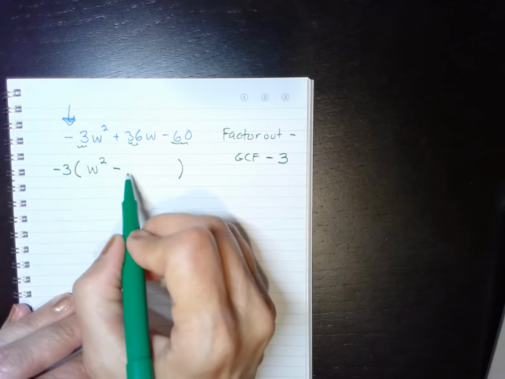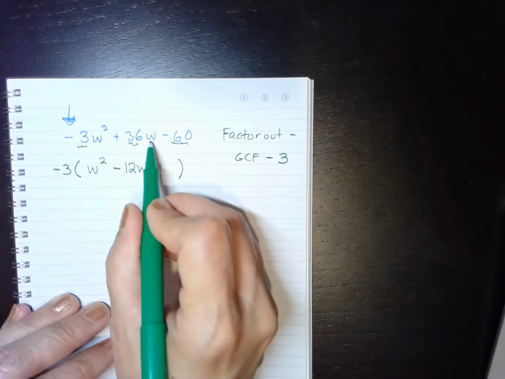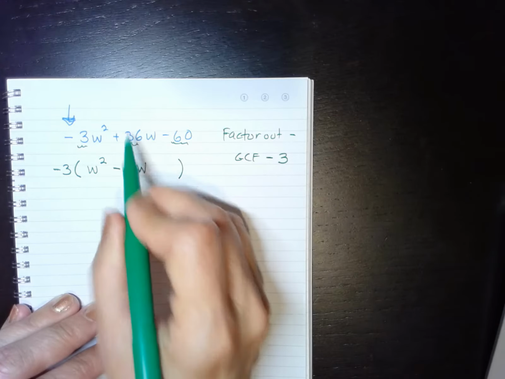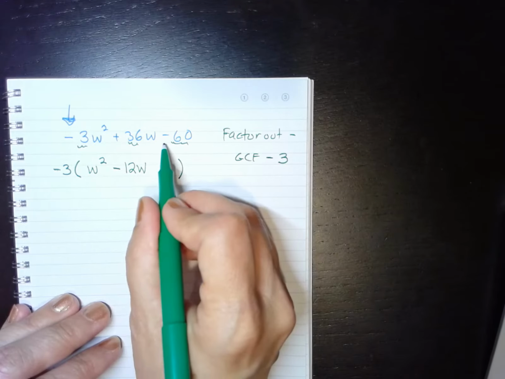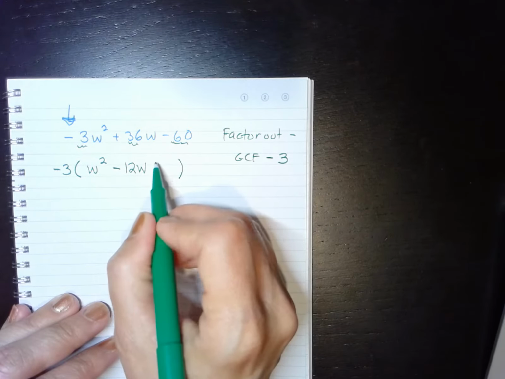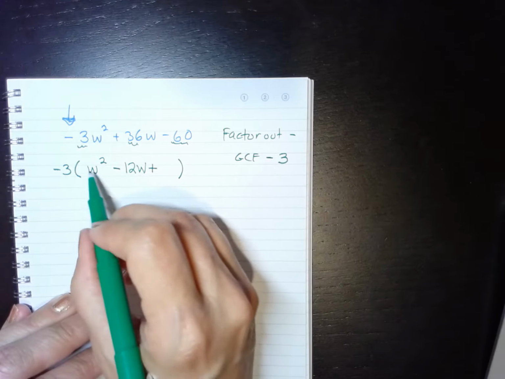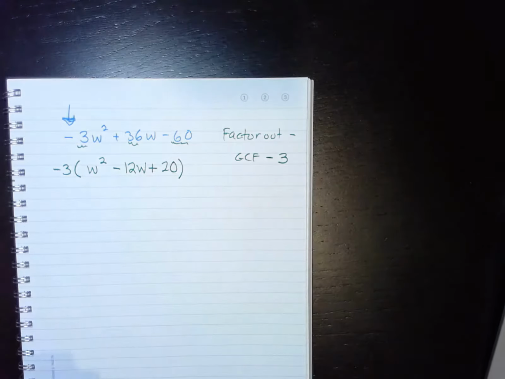And 3 times 12 is 36, and I'm going to need a W, because remember, I'm trying to make this turn back. And then a -3, so what sign would I need down here? Because I need to stay negative, that means I would need a positive, because a negative times a positive is a negative. And 3 times 20 is 60.